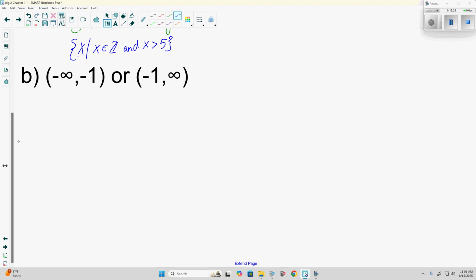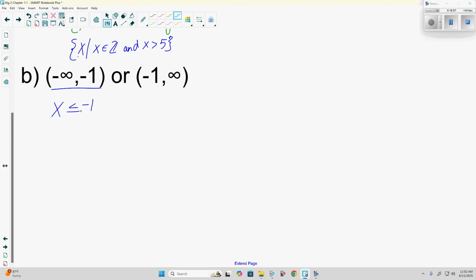We're ready to look at B. We have the interval (negative infinity, negative 1) or (negative 1, infinity). We have two intervals, yes? So we have to rewrite these intervals as an inequality. For negative infinity to negative 1, we're talking about all the numbers less than negative 1, yes? So we can say x is what? Less than negative 1, yes?